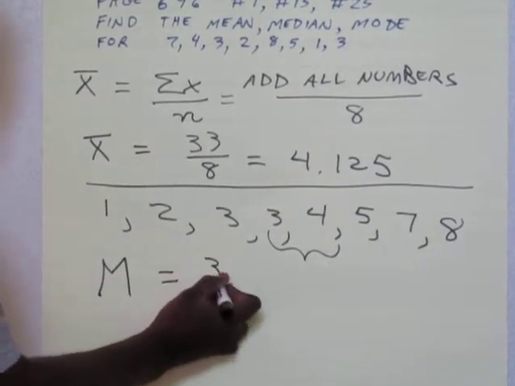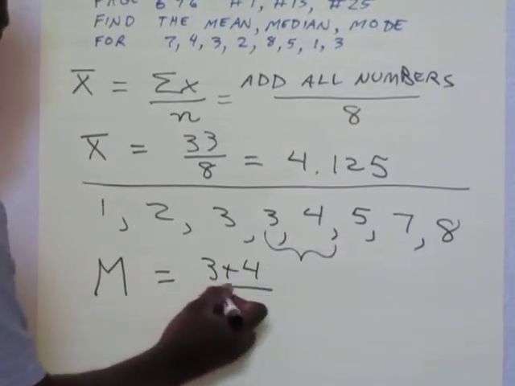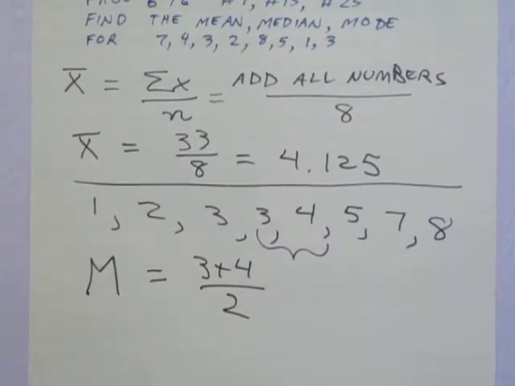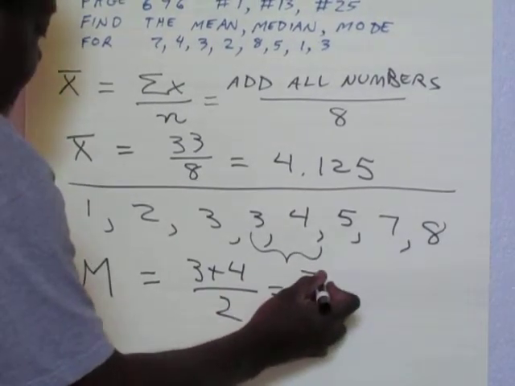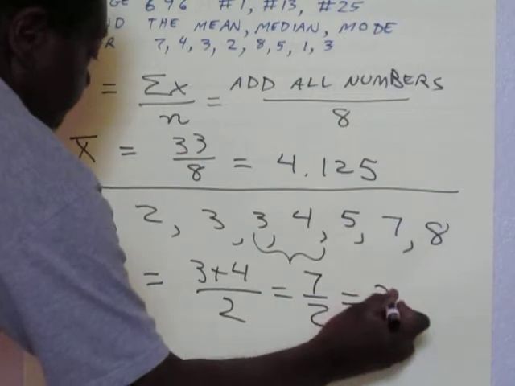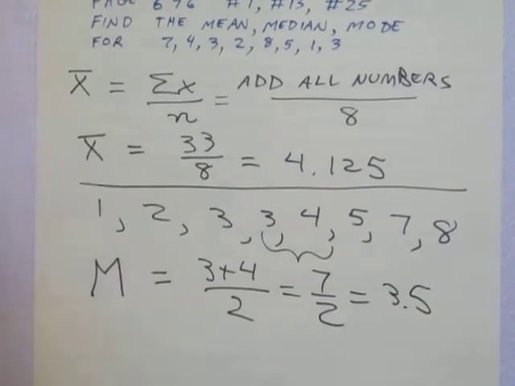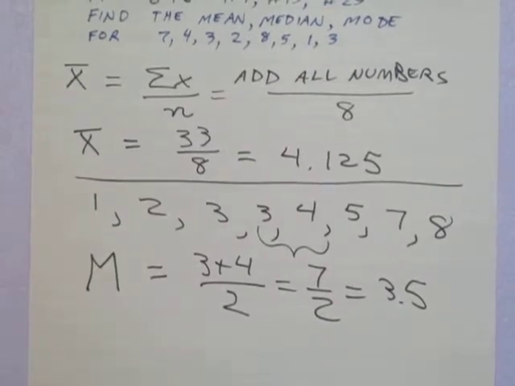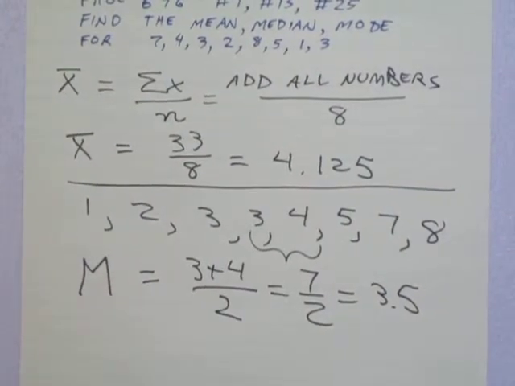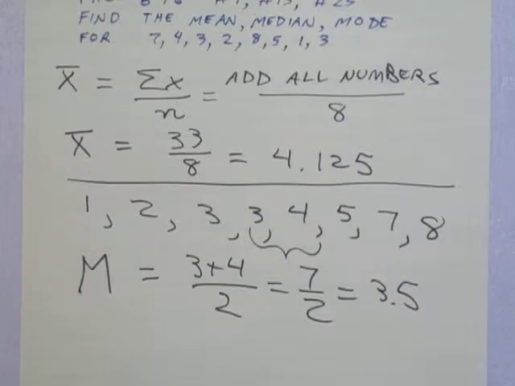is 3 plus 4 over 2. It's the average of the 2 numbers nearest the middle. 7 over 2, 3.5. If our list had an odd number of values, it would simply be the 1 in the center.